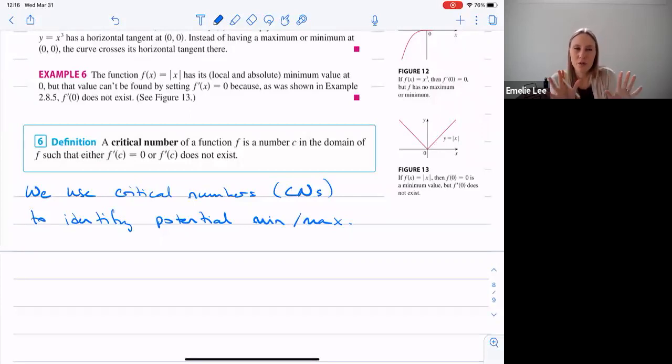Because these are two different types of critical numbers, right? Either the derivative is 0 or the derivative doesn't exist. Notice that we'll need the derivative either way. Sometimes we split these up into type 1 and type 2 critical numbers. If you find that confusing, then just ignore it, but you do need to check both of these types.